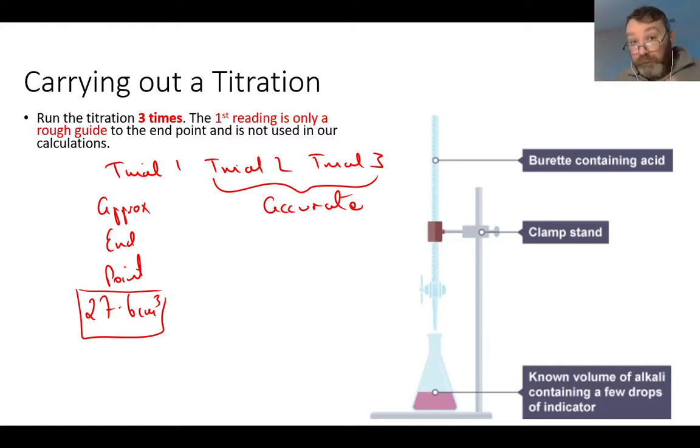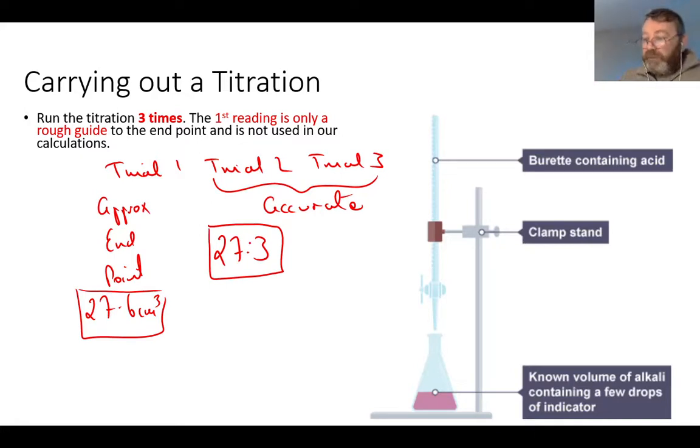So when we're approaching the point that we know is the point of neutralization, where the color change of the indicator is going to take place, we slow down and we allow it in drop by drop. This time we get a reading of 27.3. Okay, now that's an awful lot more accurate. So what do we do? Run it again a third time to verify the second reading.